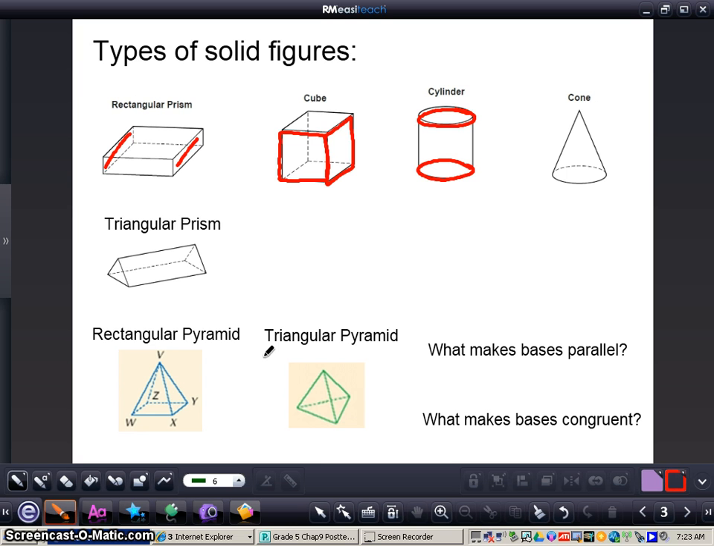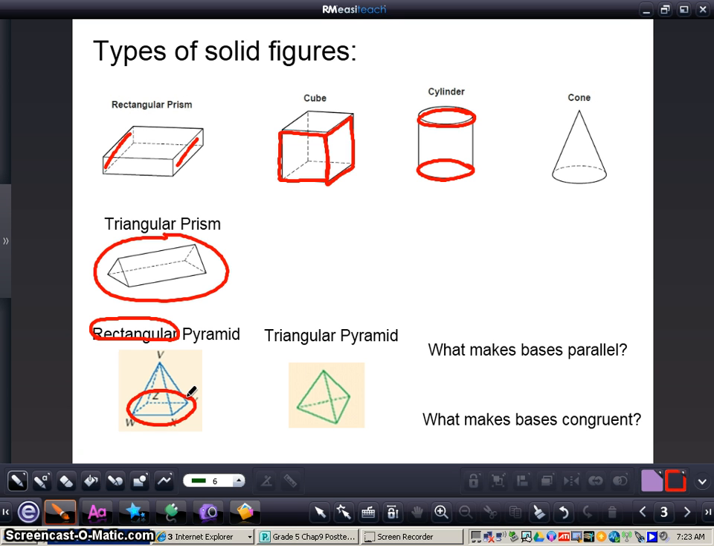What we have here is an example of a triangular prism. Why do we know that it's a triangular prism? Because the bases are congruent triangles within this shape. Now we're going to take a look at a rectangular pyramid. Why is it called a rectangular pyramid? Rectangular signifies what the base of this shape is. It's a rectangle, and then the shape is a pyramid, so it's a rectangular pyramid.